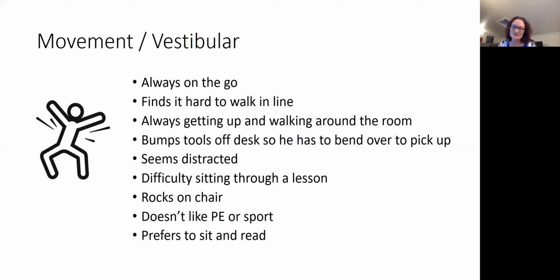Kids who have movement issues can seem distracted. They struggle to sit through a lesson. They rock on their chair and they get in trouble for that. Some kids don't like PE or sport because they don't like to move. So the movement sense is those kids who are seeking, but there's some kids who don't like to move. So as preschoolers, they probably didn't like to sit on a swing because they like to have their feet on the ground. So these kids prefer to be stationary, they prefer to sit and to read, and they're very happy to sit on the sidelines and to watch.